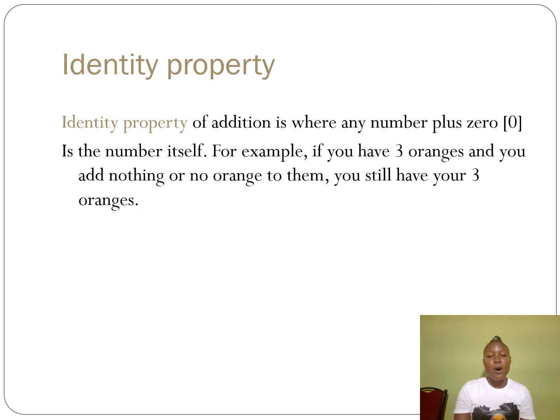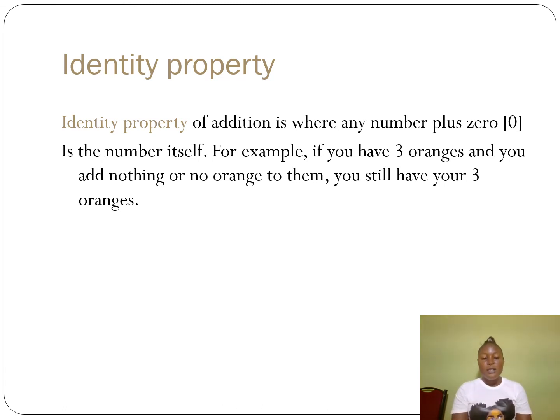Identity property of addition is where any number plus 0 is the number itself. It means that any number added to 0 is the same number. For example, if you have 3 oranges and you add nothing, or no orange, to them, you still have your 3 oranges.